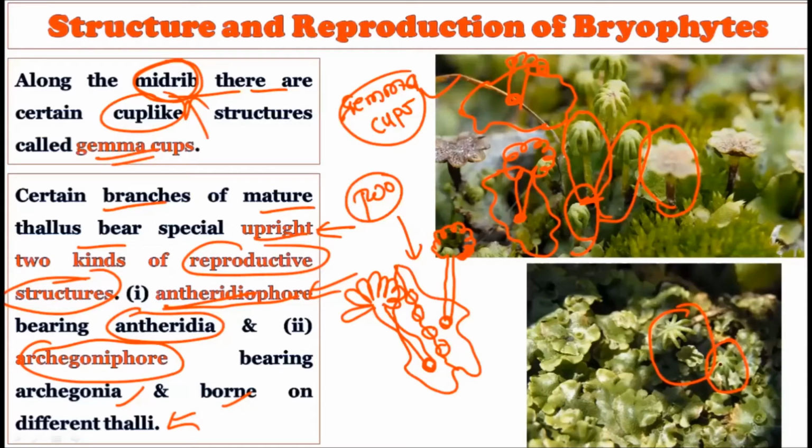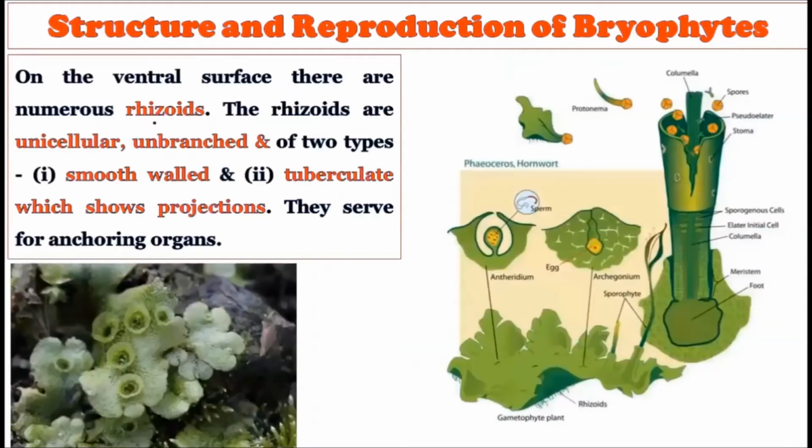So being dioecious, the gametophyte of the Marchantia produces two kinds of reproductive structures on two different thalli. The male thalli will produce the antheridiophore and the female thalli will produce the archegoniophore. The antheridiophore bears the antheridia, that is the male sex organ, and the archegoniophore creates the archegonia, which are the female sex organs.